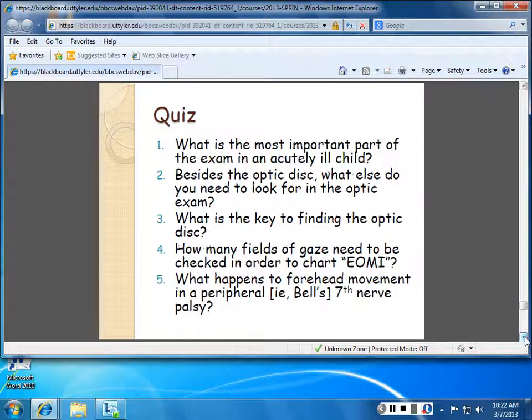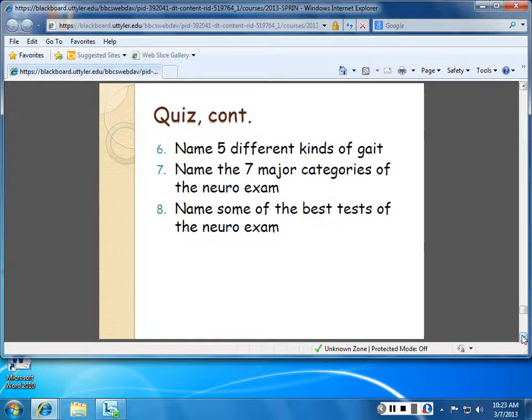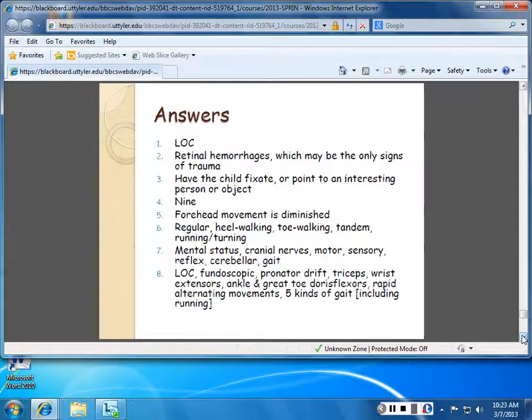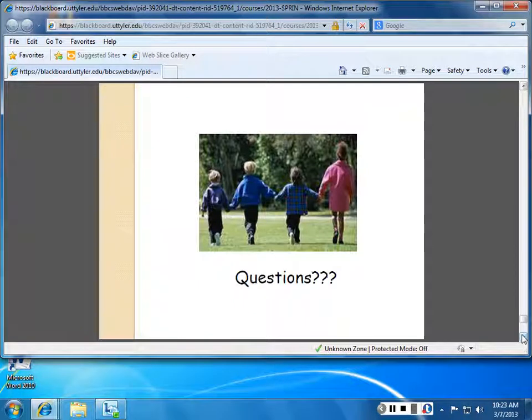I included some quiz questions on here that you can go over on your own. And I don't know if you'll see these on the exam. You might. So I put the answers on there for you. Do you have any questions?